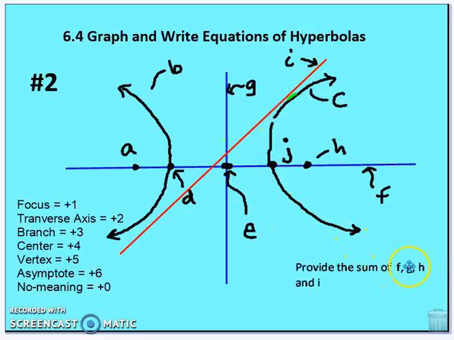Second, provide the sum of F, G, H, and I. I is going to be the asymptote. I'm going in reverse order. G, there's no meaning, right? There's no longer a minor axis. We just have the transverse axis. F is going to be the transverse axis. And I think we got all of those in there. Okay? All right, so let's move on.